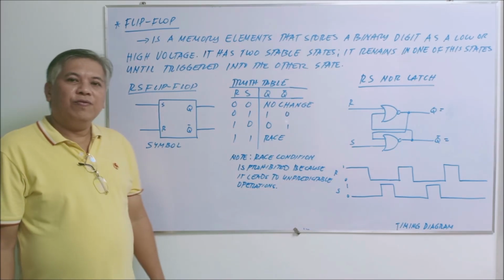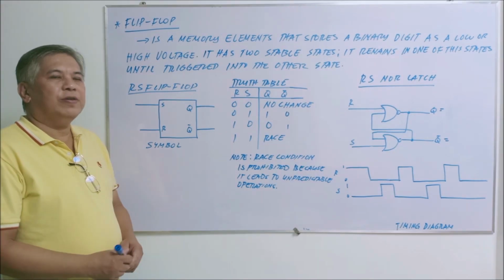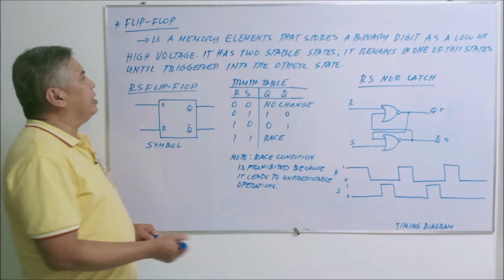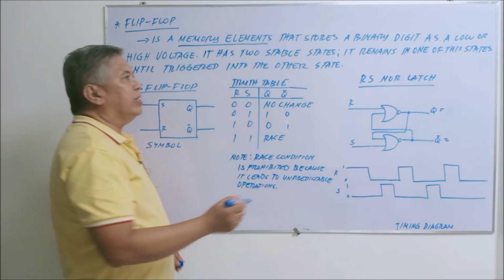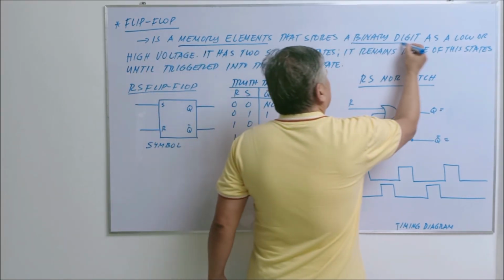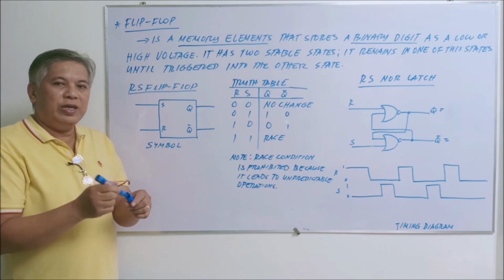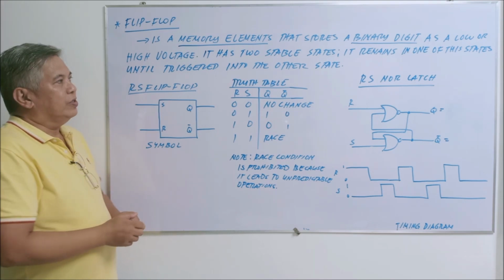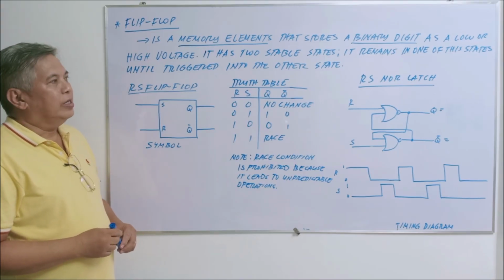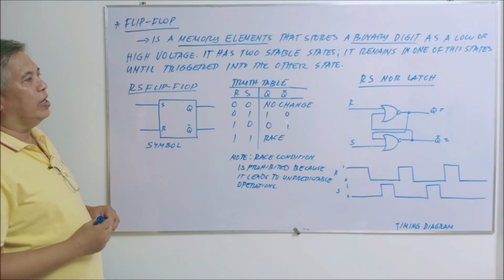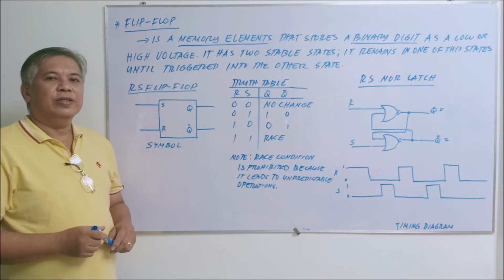We go now to flip-flop. Okay? So, flip-flop is defined as a memory element that stores a binary digit as a low or high voltage, meaning 1 or 0. It has two stable states. It remains in one state until triggered into the other state.